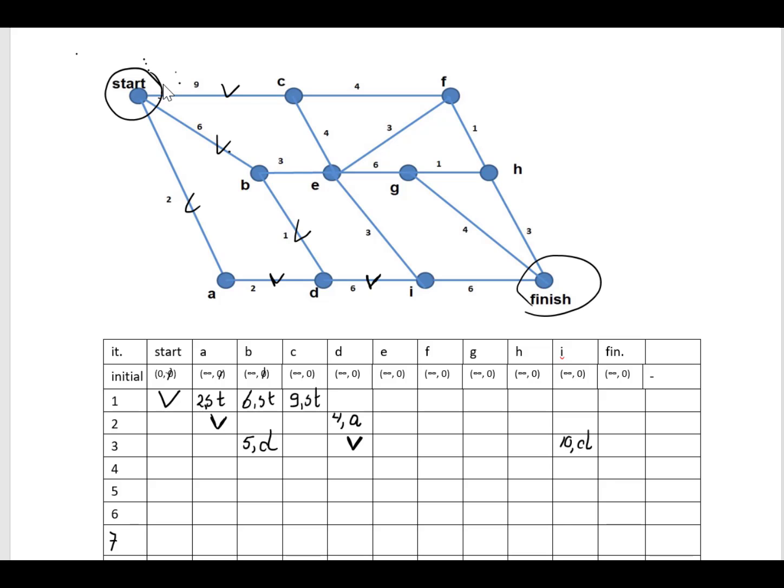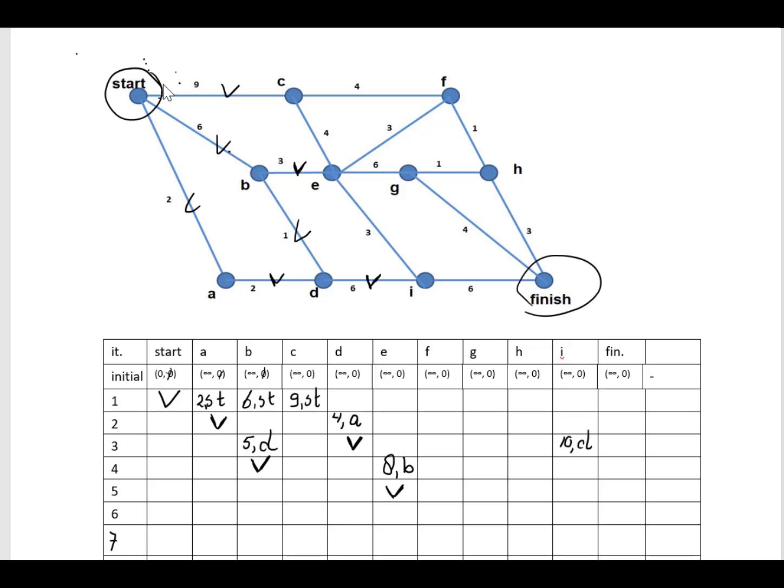And that's it. What is the smallest so far? That is B. So from B we only have to consider the edge going to E with 3. So 5 plus 3 is 8. That would give us 8 coming from B. Okay, what's the smallest one now? That would be 9, 8, 10. That would be 8. E.